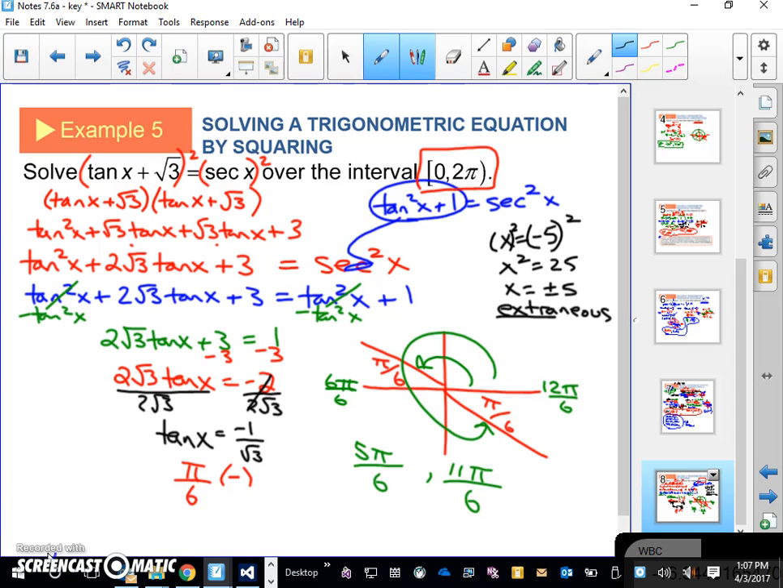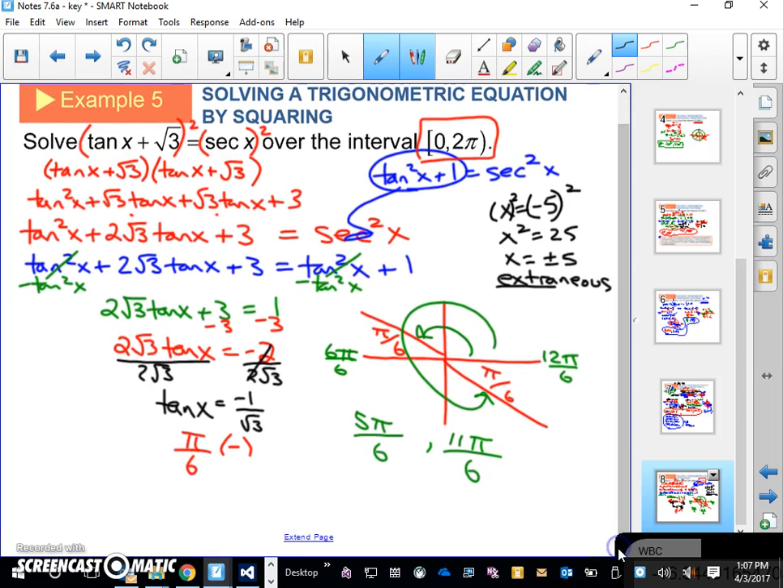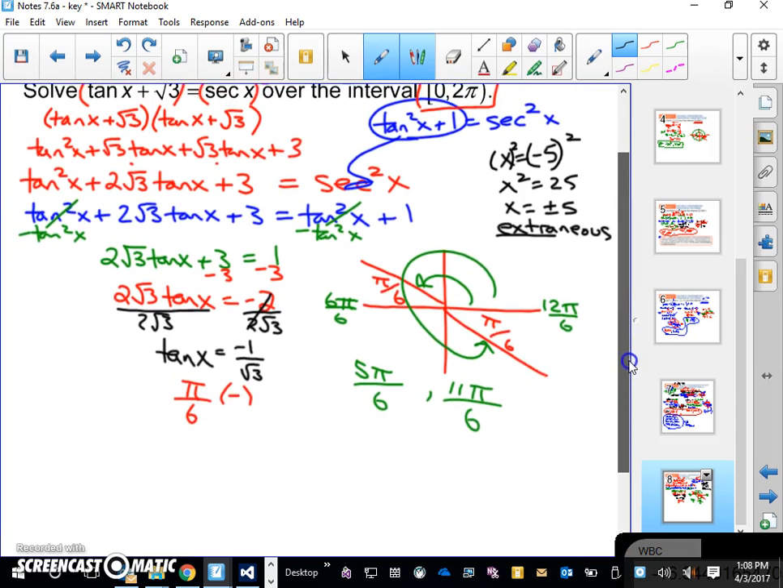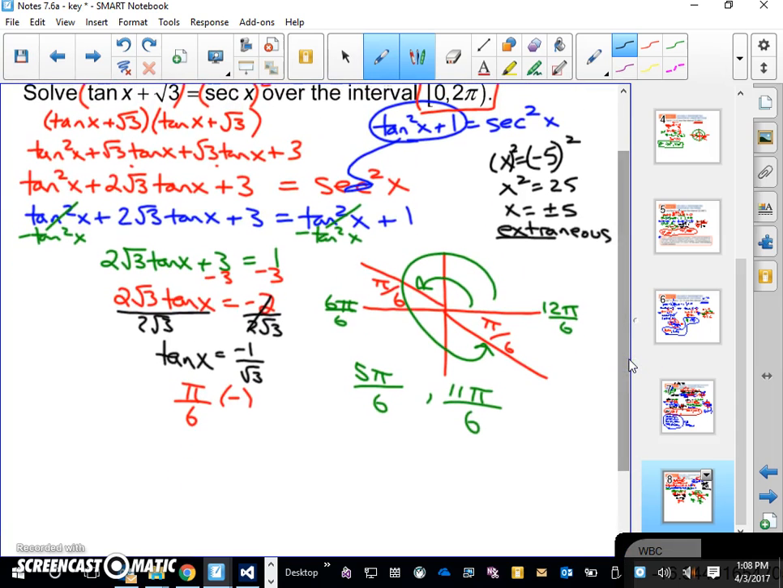And so, what's going to happen? Anytime you square both sides, you're going to have to check your answers for one of those extra ones, because that's going to happen a lot of the times. So, how do we check our answers? Well, how have we always checked our answers? We would plug them back into the original problem. So the original problem said tangent x plus square root of 3 equals secant x.